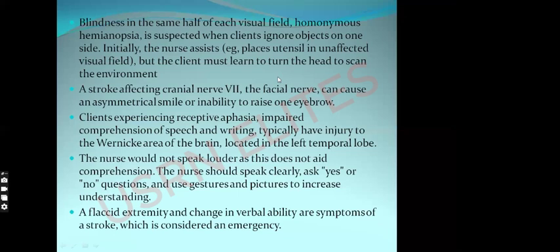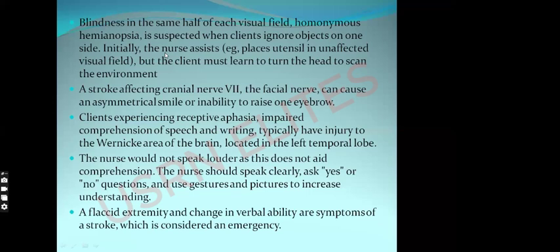So that is what we call homonymous hemianopsia. And it's suspected when clients ignore objects on one side. So when they give you a preamble or a history, they tell you the patient does not like to pick objects which are close to maybe one side of the body. Just that alone, suspect this condition, homonymous hemianopsia. So when patients do things like that, suspect this condition.